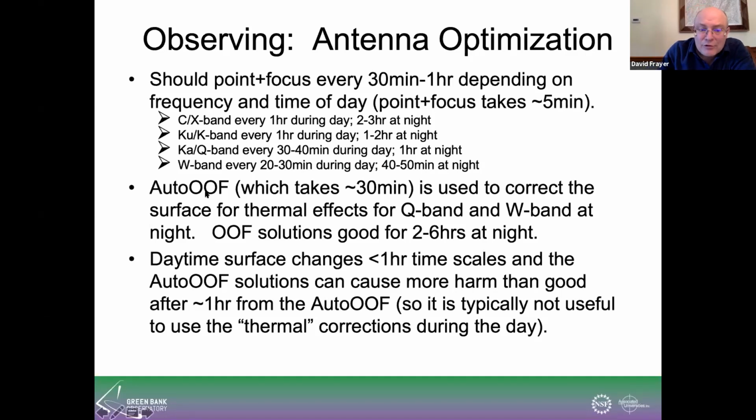We won't be doing auto oof. We have no instrument on there now that doesn't auto oof, but we will be going over that tomorrow. There's a lot of overhead with the auto oofs. The auto oofs are used to correct the surface, and you need that for Q band and W band. The oof solutions that you derive from the auto oof are good for 2 to 6 hours, but there's a 30-minute overhead associated with that. So people generally do it just once per session at night. And that's where we hope LASSI will come into play down the road to help make this more efficient, tracking the deformations of the dish, which don't change as much at night, but potentially during the day.